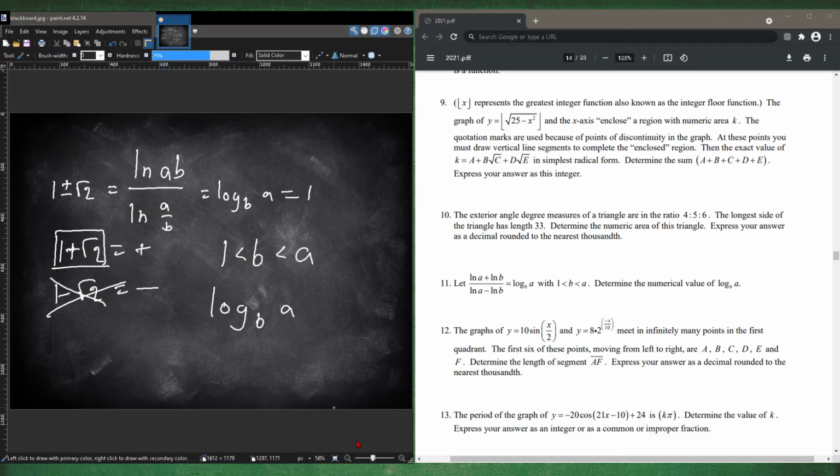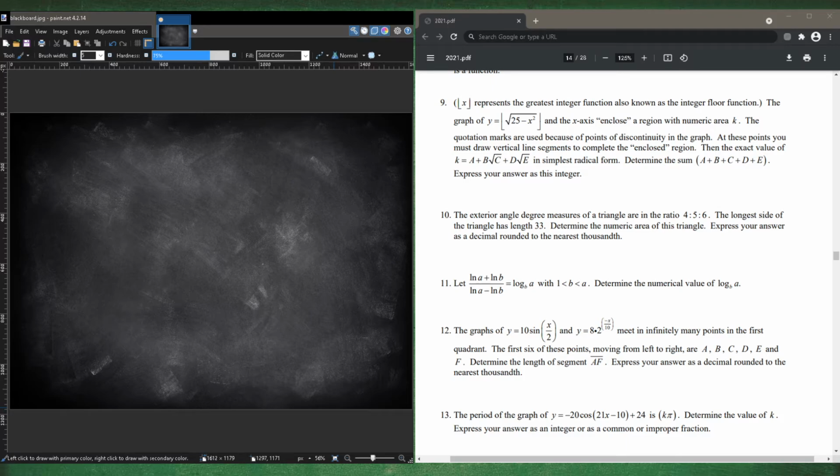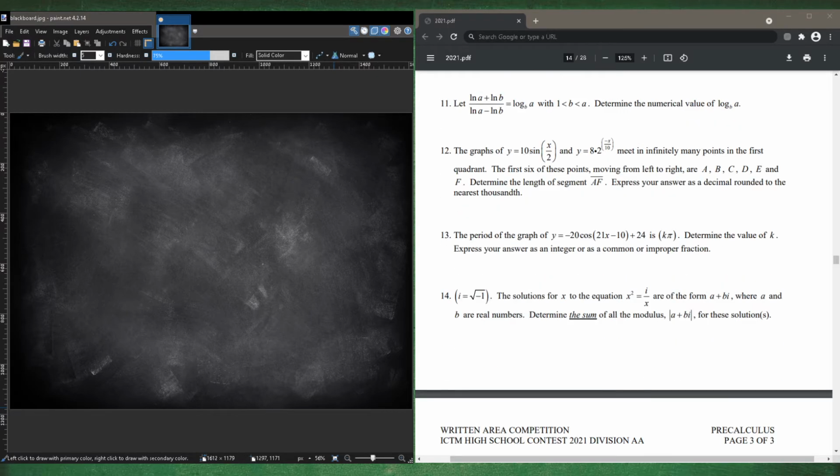And that's basically it. Okay, question 14. The solutions for x to the equation x squared equals i divided by x are in the form a plus bi, where a and b are real numbers. Determine the sum of all the moduli of a plus bi of these solutions.